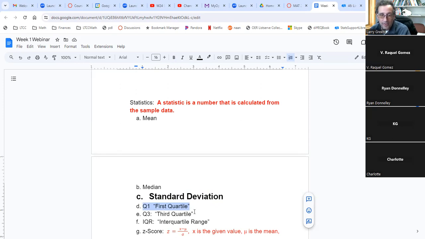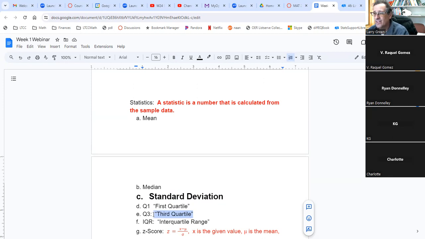The third quartile is instead of the middle of the lower half, any guess what it is? Any guessing what the third quartile is going to be? Instead of the lower half? Yeah, it's going to be the middle of the higher half. And that will be the third quartile.